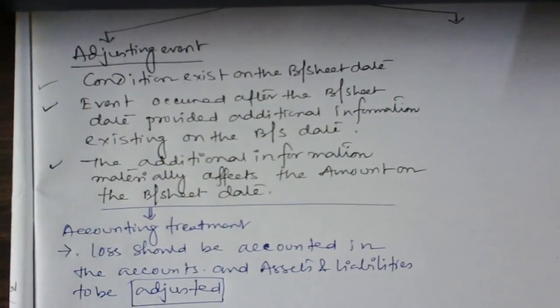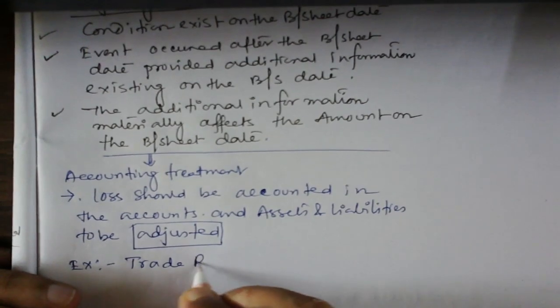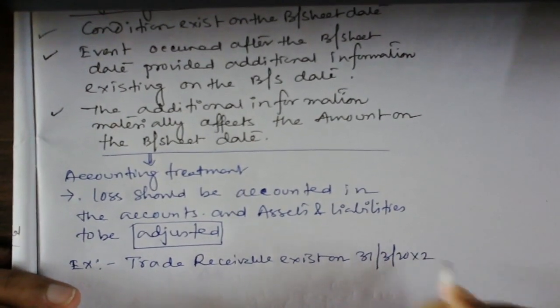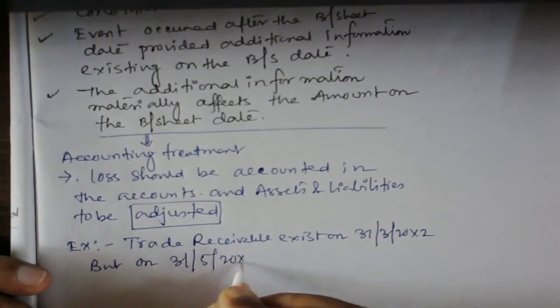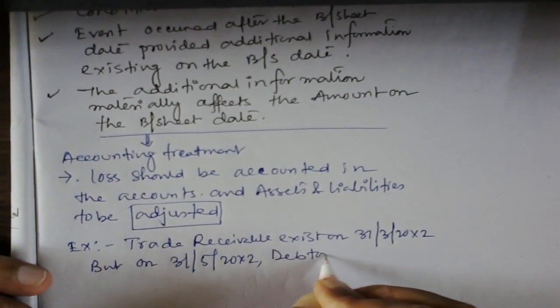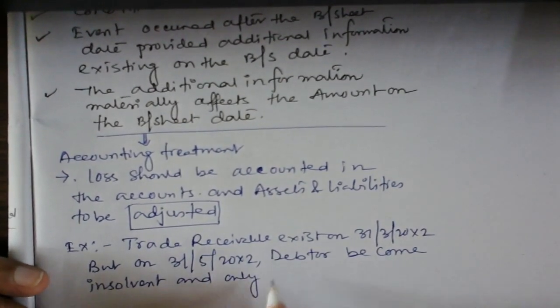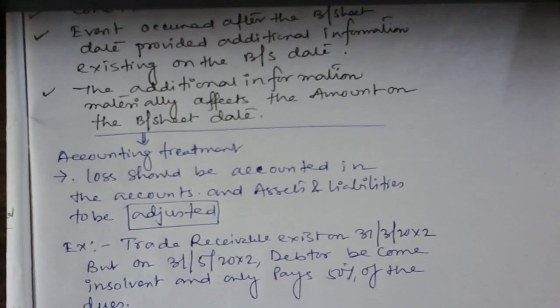Sir, this is called the adjusting event. Example: non-payment of trade receivable. It exists on 31st March 20X2, but on 31st May 20X2, the debtor becomes insolvent and only pays 50% of the dues.